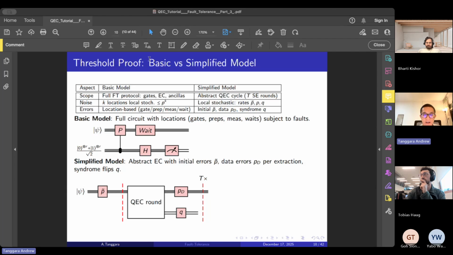Okay, so these are the basic error model versus the simplified error model. The basic error model is this local stochastic one, where the probability of having errors in k locations is bounded by p to the k. Whereas in the simplified model, I have three different errors. This initialization error, which happens before my QEC round starts, then the data error PD, which happens during the round and propagates to after the QEC round, and then the syndrome bit flip error Q.